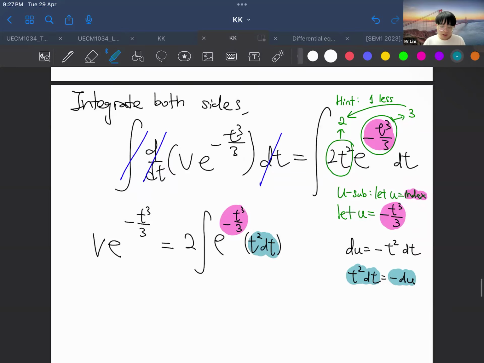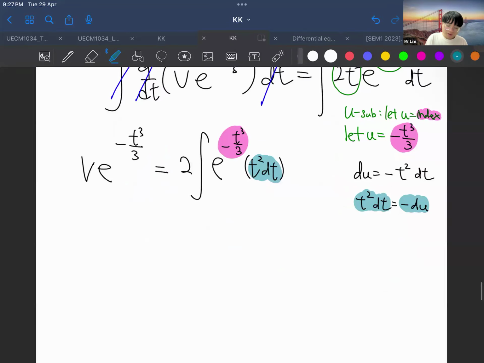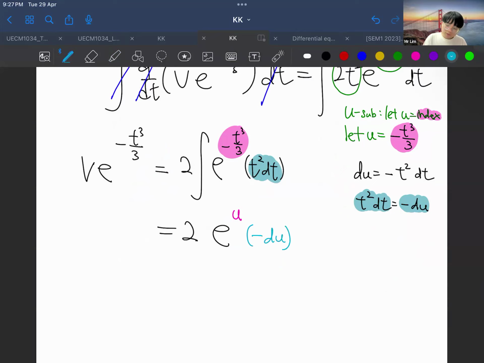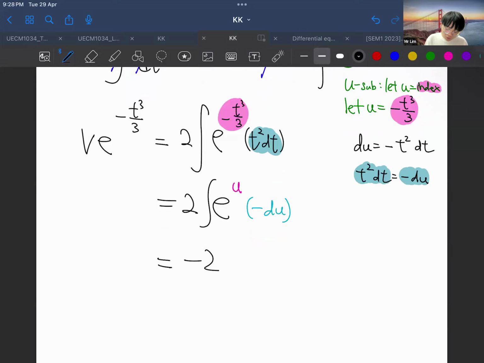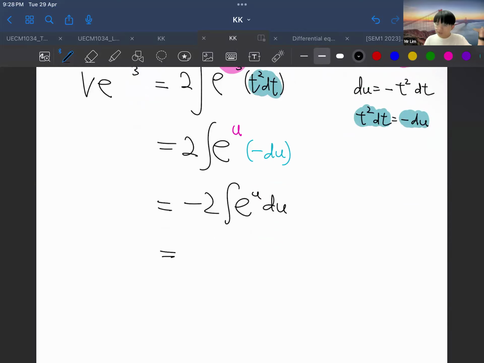Okay, so let's write them out. So this is 2 e^u negative du, integration. Okay, so you do this integration, which is negative 2 e^u du, and that is just the same thing, because e^u integrate e^u again, and plus C, don't forget about that.